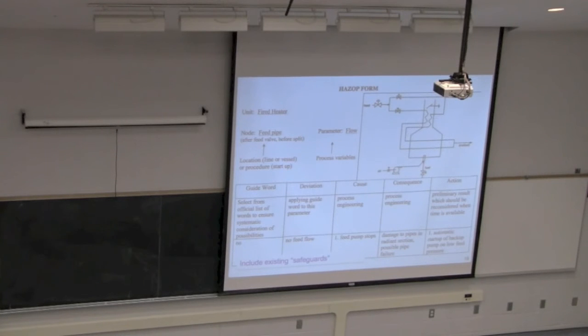Okay, so you'll need at least 4 or 5 minutes to work through that and think through what that P&ID should look like after this. So let's discuss that in a few minutes.